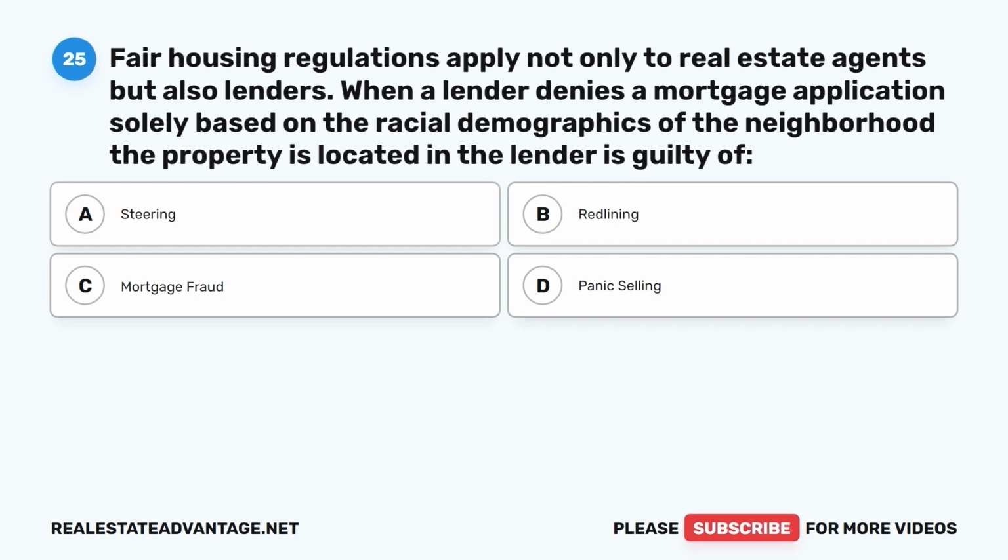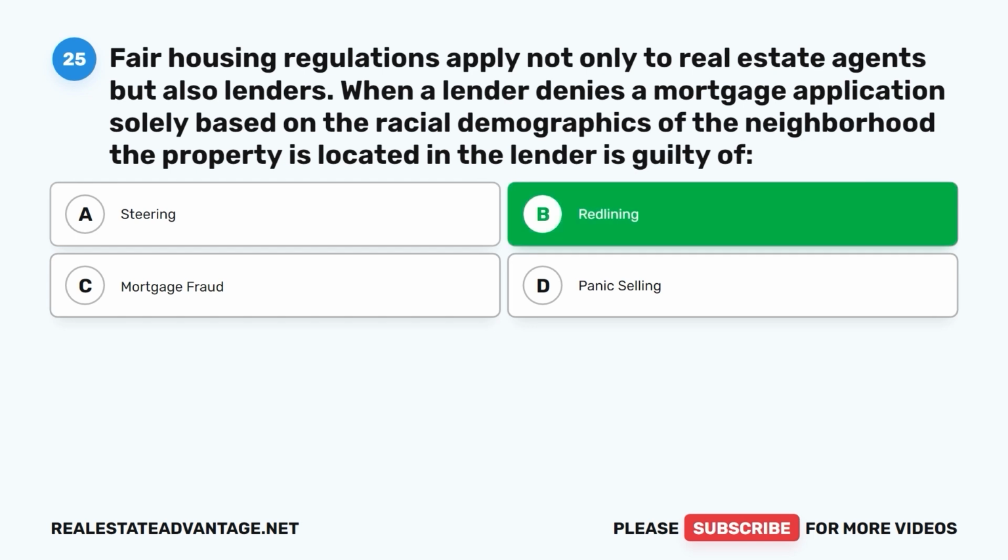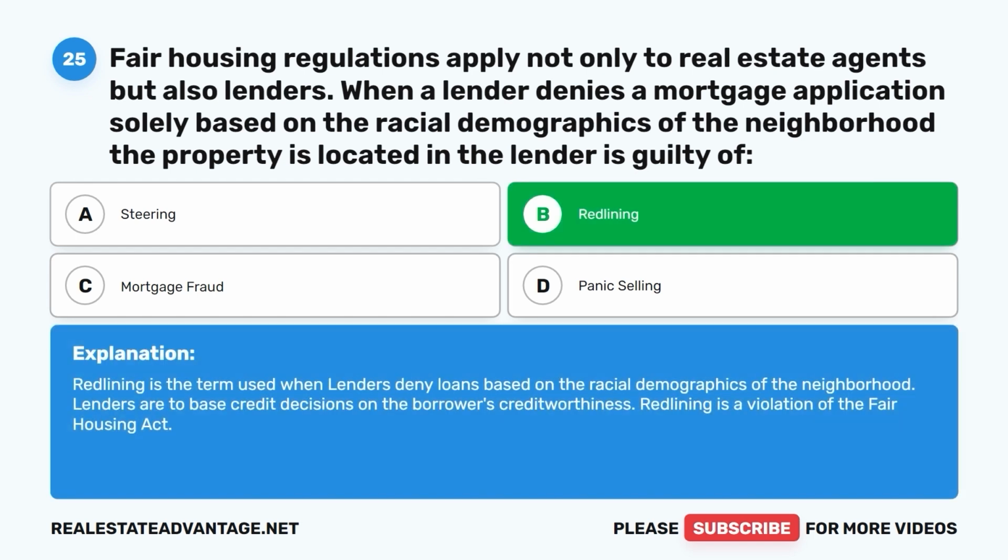Question 25. Fair housing regulations apply not only to real estate agents but also to lenders. When a lender denies a mortgage application solely based on the racial demographics of the neighborhood the property is located in, the lender is guilty of A. Steering, B. Redlining, C. Mortgage fraud, D. Panic selling. The correct answer is B. Redlining. Redlining is the term used when lenders deny loans based on the racial demographics of the neighborhood. Lenders are to base credit decisions on the borrower's creditworthiness. Redlining is a violation of the Fair Housing Act.